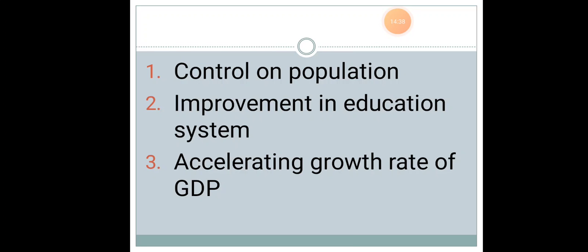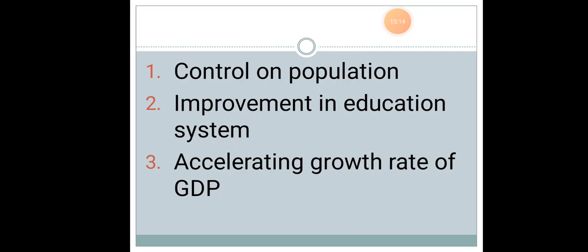Lastly, accelerating the growth rate of GDP. Accelerating in the sense of increasing the growth rate of GDP. What does GDP mean? Gross domestic product, which means production in a particular year, production made in a year. Not only the production of food grains, but also consumer durables, vegetables, fruits, industrial things, cotton, everything comes under GDP. Increasing GDP and having better production criteria is also one of the major things in the economy.